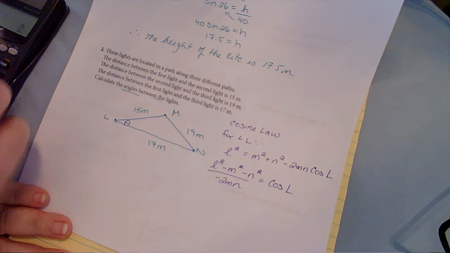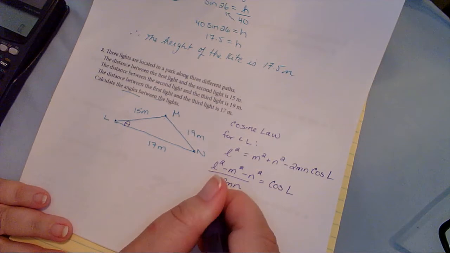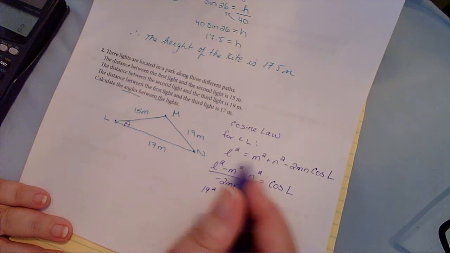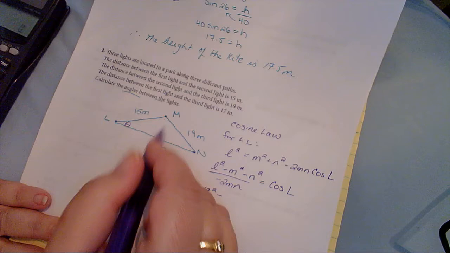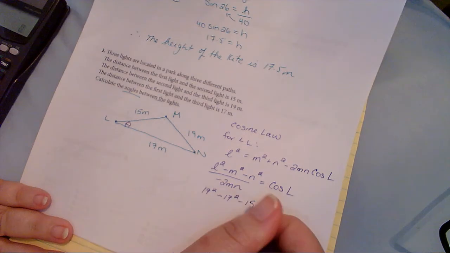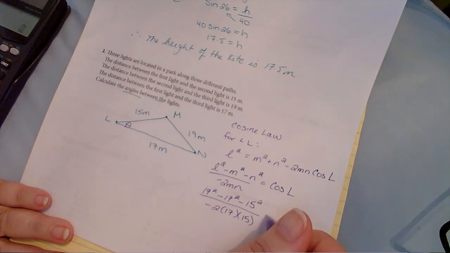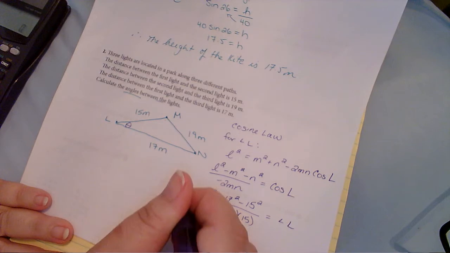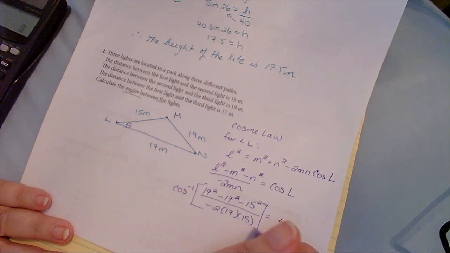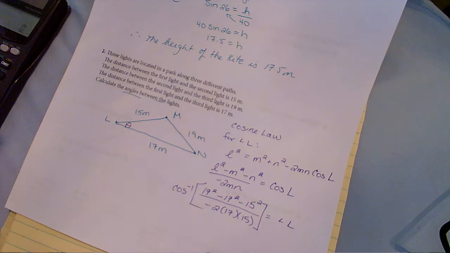So now we're going to sub in our numbers. Little l is the 19. The 19 has to be in front of this formula, the way I've rearranged it. M is 17. N is 15, right? So right across from the vertex, N. Negative 2 times 17 times 15 on the bottom. And to save some space, I'm going to do inverse cos. I'm going to write it out at the same time, just to save myself some time and just give me angle L all alone. So in your calculator, figure out your numerator, write it down.